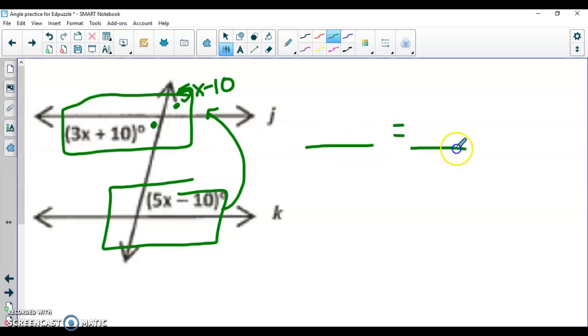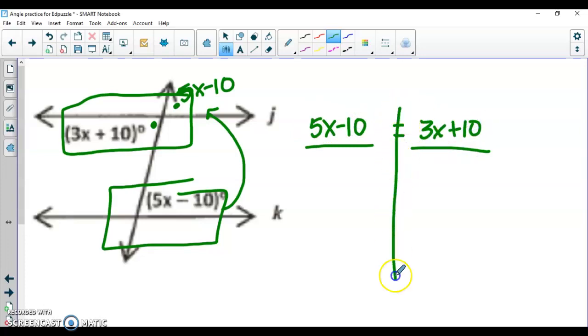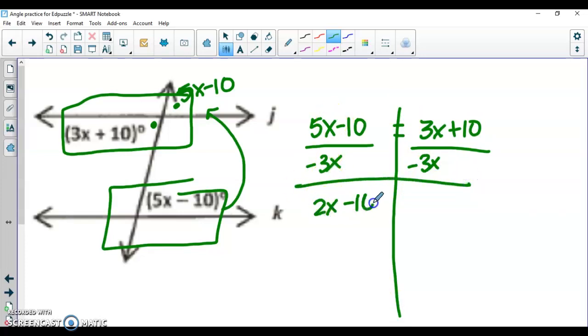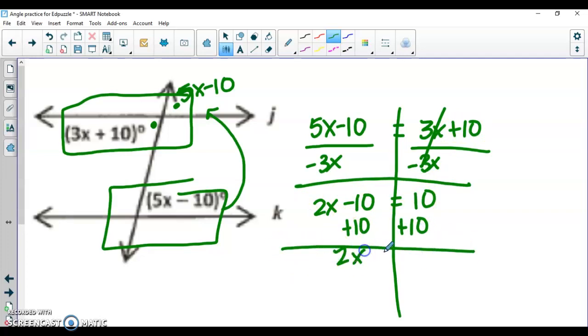Because they're across from each other, they are verticals. So I'm going to have 5x minus 10 equals 3x plus 10. I'm going to move my smaller variable, which is the 3x. 5x minus 3x is 2x. Still have the minus 10. Over here, they cancel, bring down your 10. Add 10 to both sides. 2x is equal to 20. So I divide by 2 and x is 10 degrees.